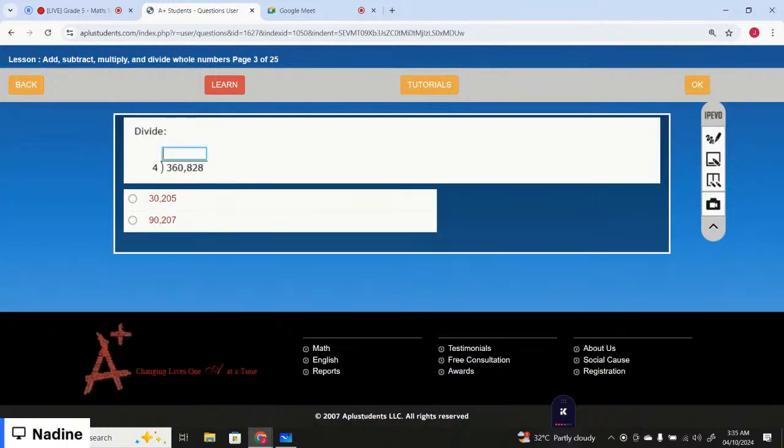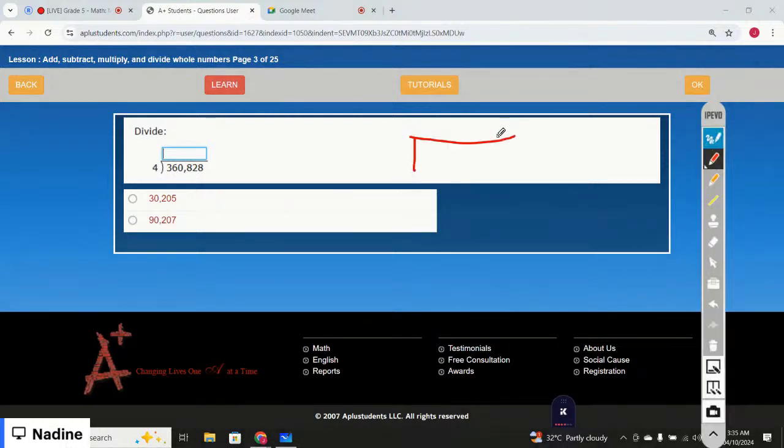The next one is divide 360,828 divided by 4. Okay, let's just divide. Long division. 360,828 divided by 4. You need to count 4 until 36. So 4 times 9 is 36, right? You write, bring 0 down. 4 times 0 is 0.